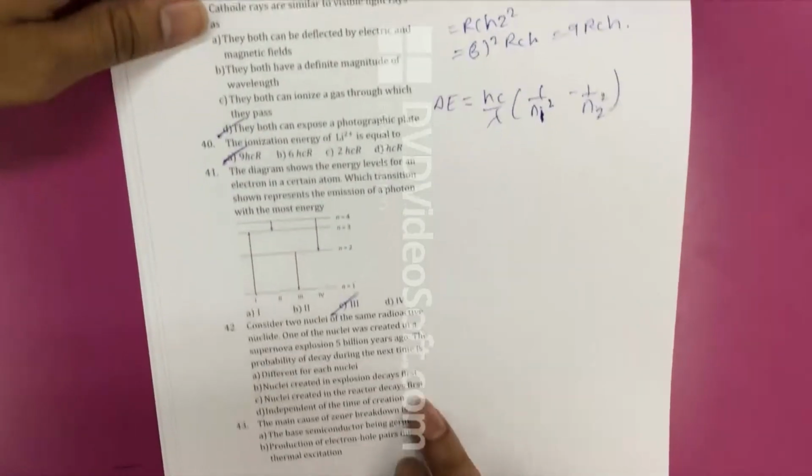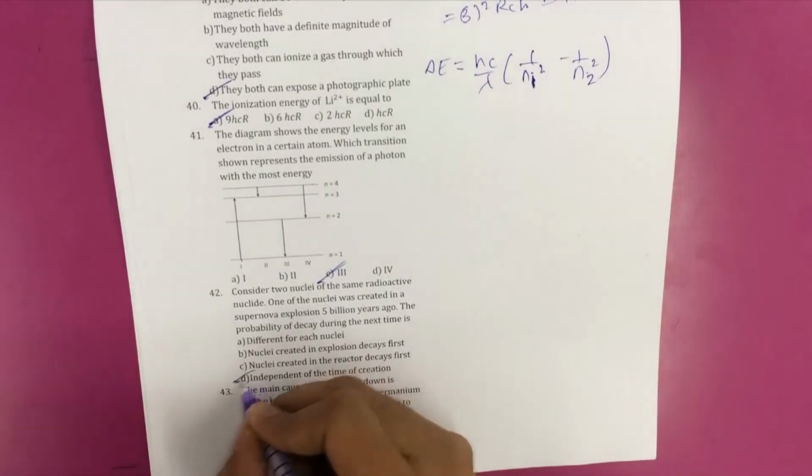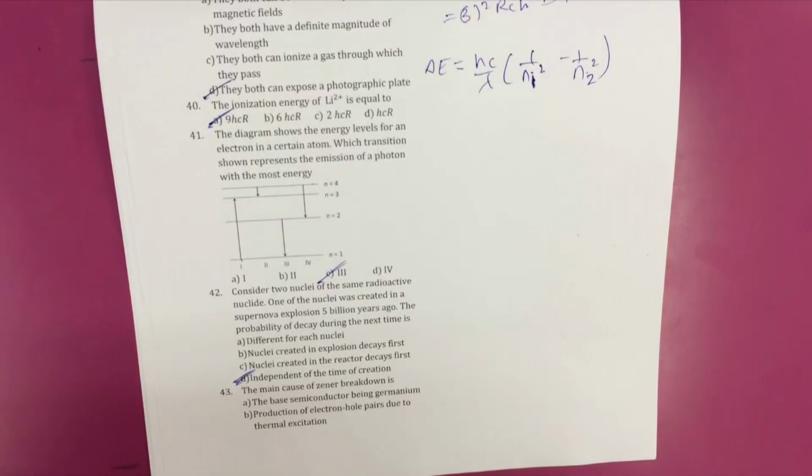Question 42. Consider two nuclei of the same radioactive nuclei. One of the nuclei was created in a supernova explosion 5 billion years ago. The probability of decay during the next time is different for each nuclei. Option B, nuclei created in the explosion decays first. Option C, nuclei created in the reactor decays first. Option D, independent of the time of creation. So the correct answer is that radioactive decay does not depend upon the time of creation. So option D would be your right answer.